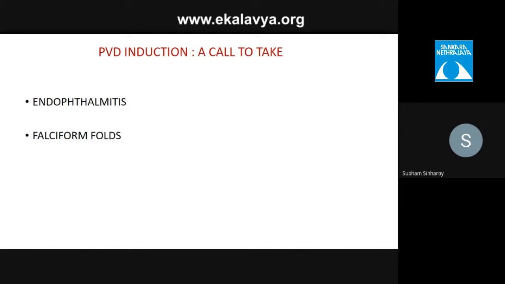Another entity is in pediatric cases where you see falciform folds, as in FEVR and ROP cases. If you try to induce the PVD over those folds, it can sometimes cause inadequate traction, bleeding, and sometimes create a break in the fold, because the vitreous is very adherent there. Once you create a break, it is very difficult to manage, because laser and everything is difficult over the falciform fold. So it is advisable to trim the vitreous rather than trying to induce a PVD over the falciform folds.